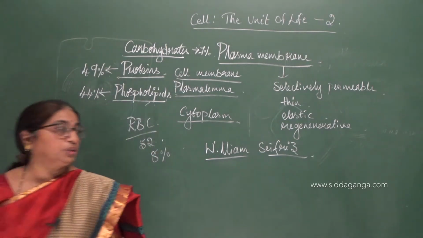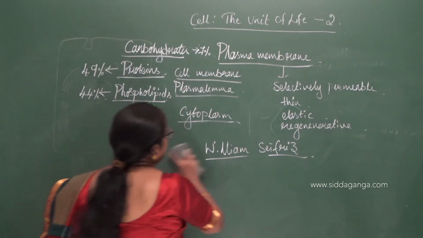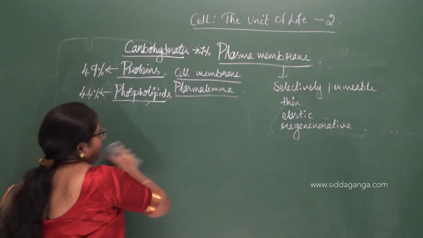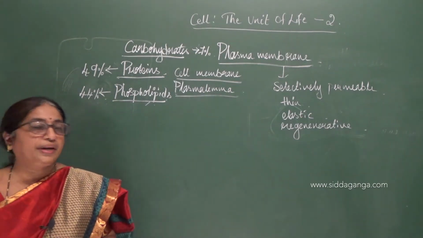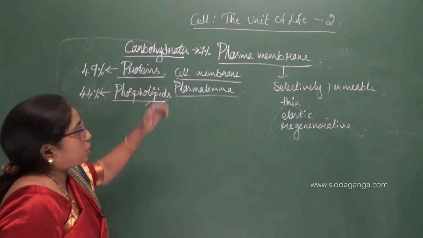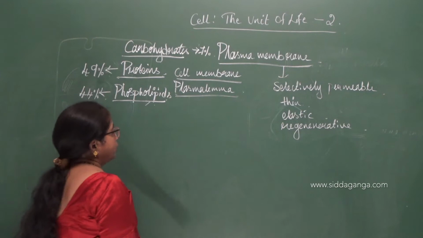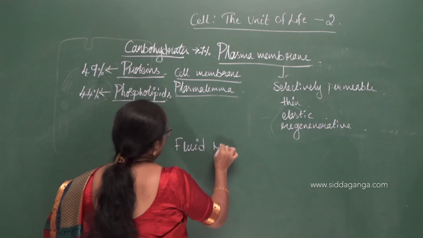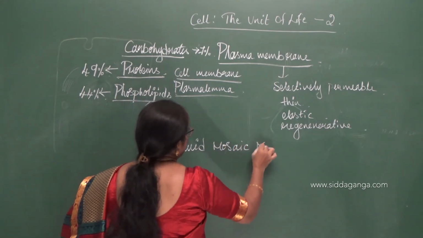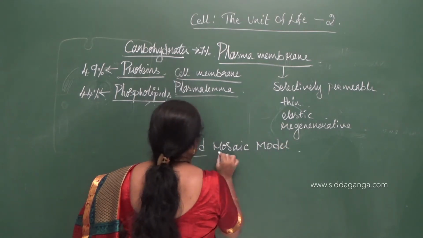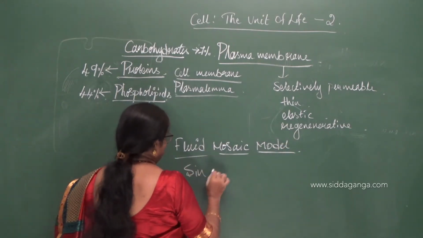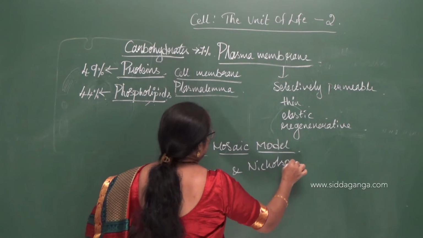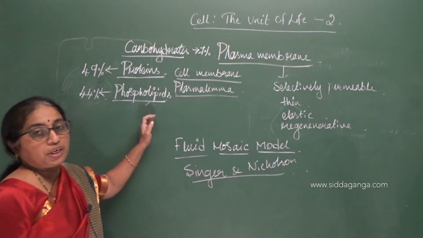Now how is the structure of this plasma membrane? When you enlarge the structure, how are these molecules arranged in the plasma membrane? The structure of this plasma membrane has been well explained with the help of a model called the fluid mosaic model. This was first explained by the scientists Singer and Nicolson, who explained this model of the structure of the plasma membrane.